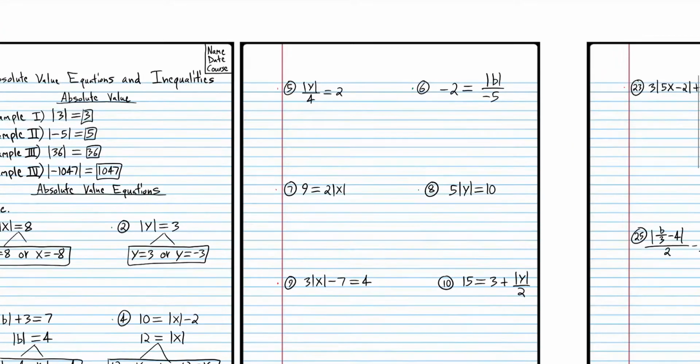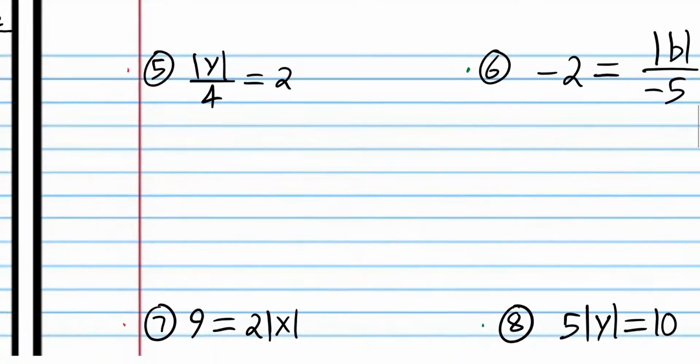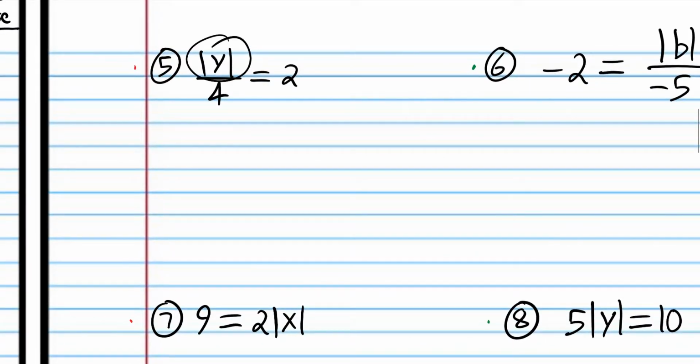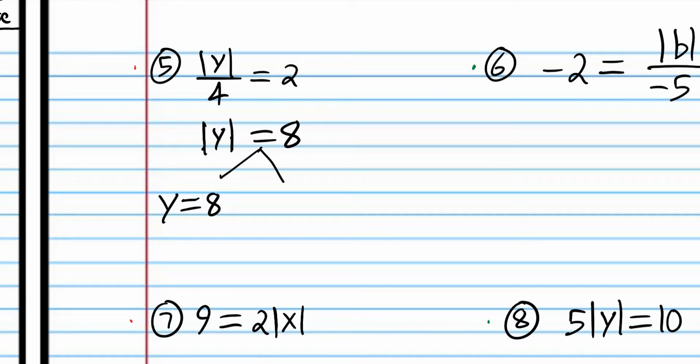Okay, on to number 5. We're just doing the same type of thing, but now we have a fraction. We have to isolate the absolute value. Again, you always isolate the absolute value first. So we're going to multiply both sides by 4, because this is absolute value of y divided by 4. So we have to do the opposite of division, which is multiplication. So multiplying both sides by 4. And now the absolute value is isolated. So we're ready to break it into parts. So y can be equal to 8, or y is equal to negative 8.